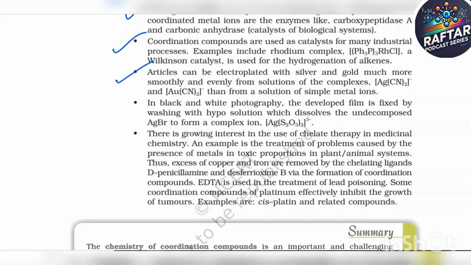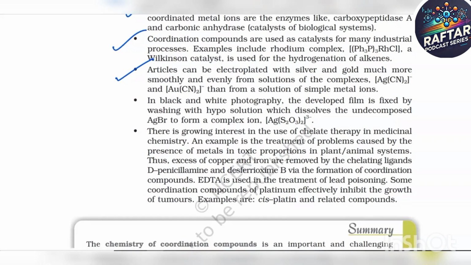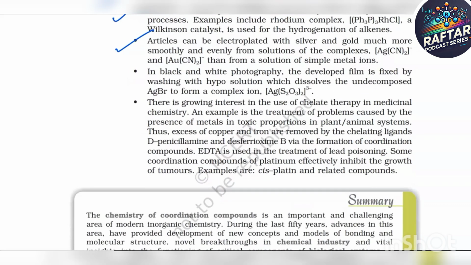Articles can be electroplated with silver and gold much more smoothly from solutions of the complexes [Ag(CN)2]- and [Au(CN)2]- than from a solution of simple metal ions. In black and white photography, the developed film is fixed by washing with hypo solution, which dissolves the undecomposed AgBr to form a complex ion [Ag(S2O3)2]3-. There is a growing interest in the use of chelate therapy in medicinal chemistry.